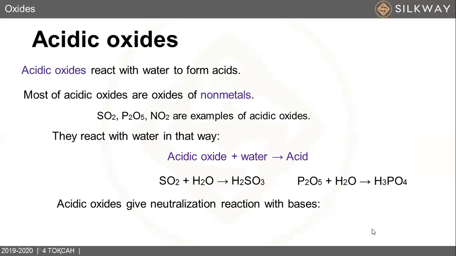Also, acidic oxides give a neutralization reaction with bases. When carbon dioxide reacts with a base, it produces salt and water. Carbon dioxide plus potassium hydroxide produces potassium carbonate plus water.